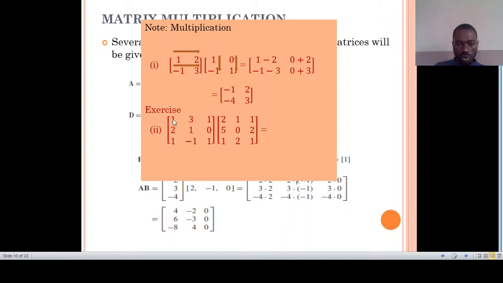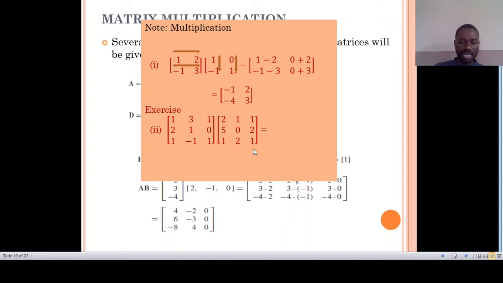The first row of the first matrix here is 1, 3, 1. The second row is 2, 1, 0. The third row is 1, minus 1, and 1. For the second matrix, the first column is 2, 5, 1. The second column is 1, 0, 2. The third column is 1, 2, 1.